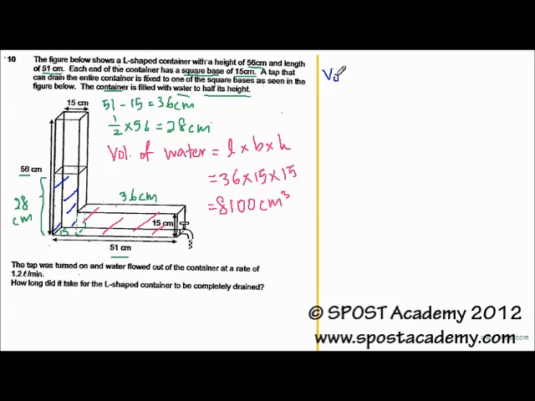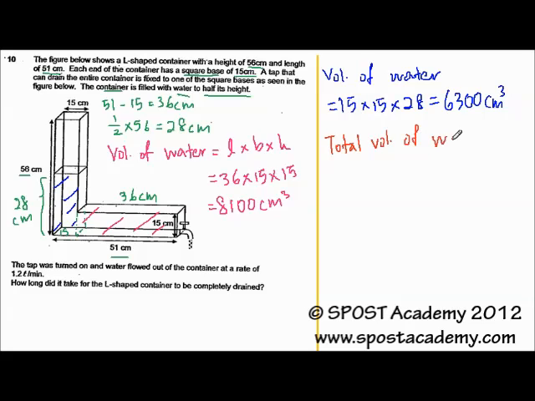So, volume of water equals the length, which is 15 here, 15 times 15 times the height, which is 28, which is 6300 cm³. So the total volume of water is given when we use 8,100 cm³ plus 6,300 cm³. And this would be 14,400 cm³.